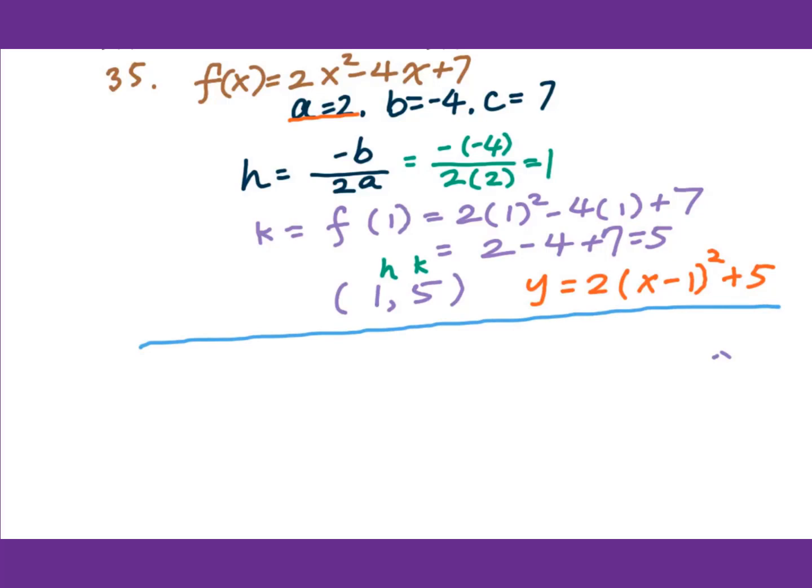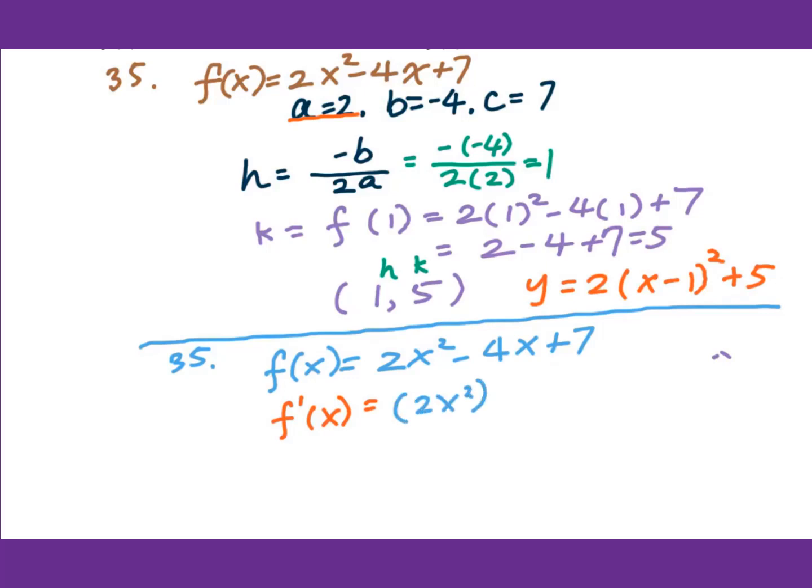Now at the precalculus level, we use a derivative to work this out. We are still working on number 35: f of x equals 2x squared minus 4x plus 7. We have to take the derivative of this quadratic function, so we take the derivative of 2x squared, then of minus 4x, then of plus 7.